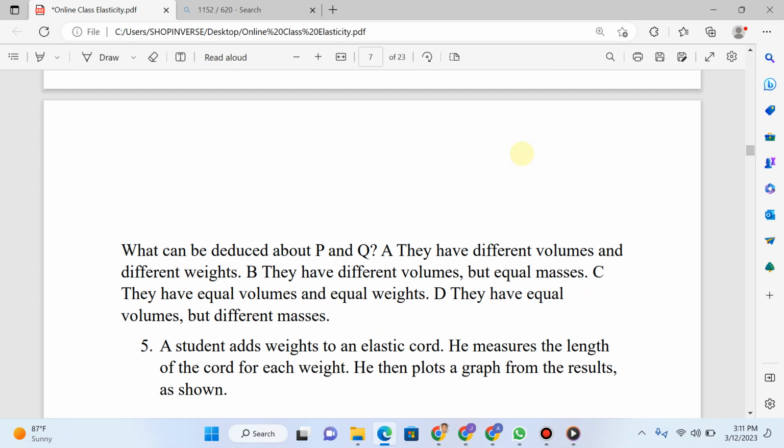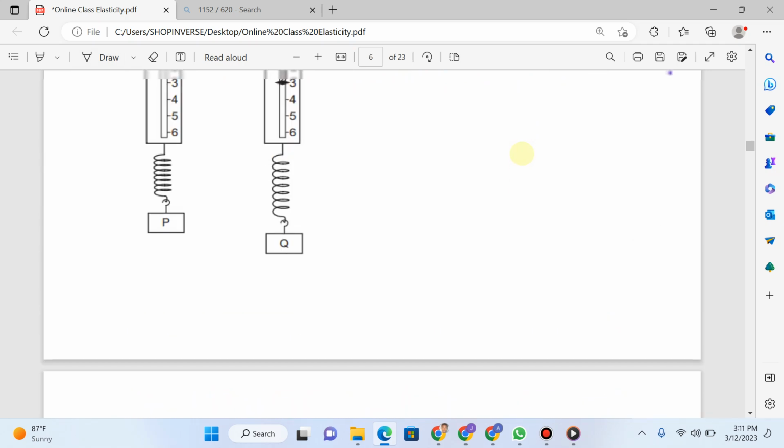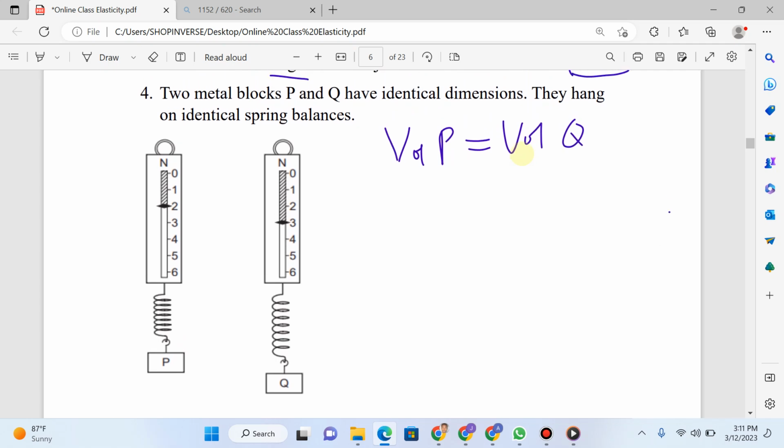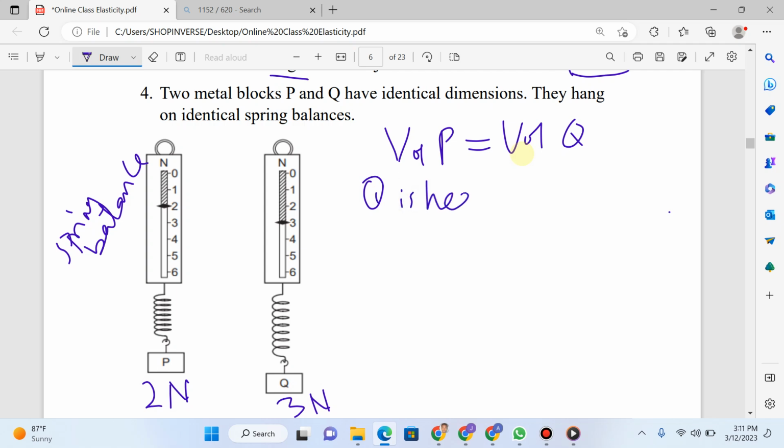What can be deduced about P and Q? Now let's see. Look at P and Q. They are on spring balances. Now this object here is called a spring balance. If you look at the spring balance here, it's reading a force of 2 Newtons. That's the weight of P. And if you look at the weight of Q, it is reading a load of 3 Newtons. What does that mean? It means Q is heavier. Q is heavier than P.